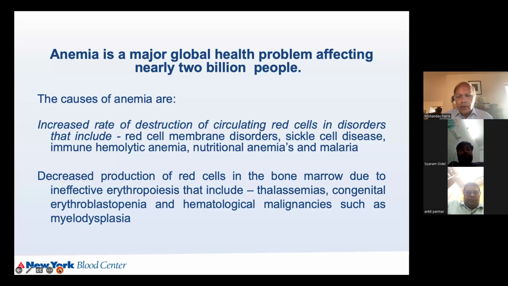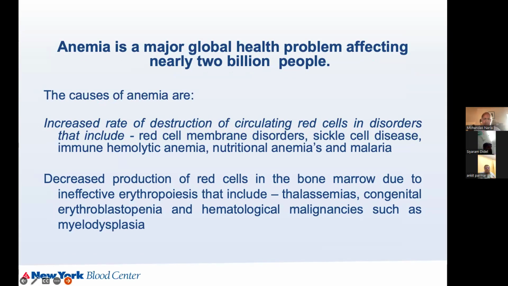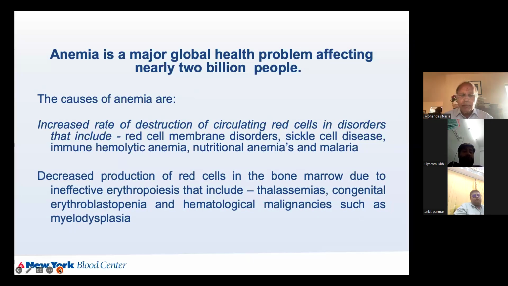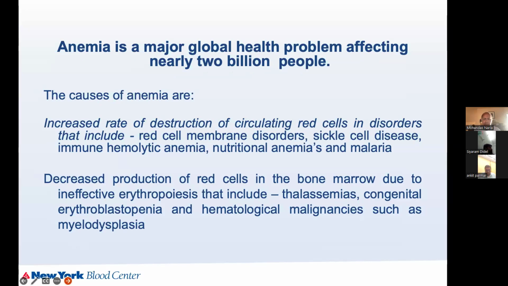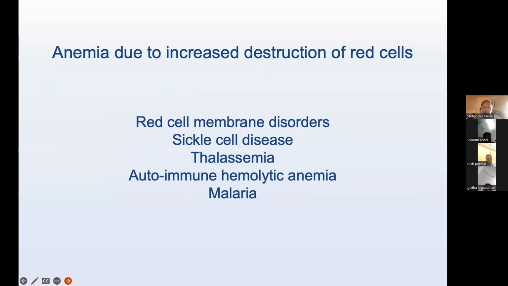I need to point out that although these are the two features accounting for anemia, in some of the disorders, as I'll mention briefly, both of them can take place. Like in sickle cell disease, we have increased rate of destruction of circulating red cells, but also ineffective erythropoiesis. They are not exclusive, but in general, one of the two mechanisms is the dominant cause of anemia in human beings. Can I have the next slide, please? So what I'm going to do today is split my talk into two sections.